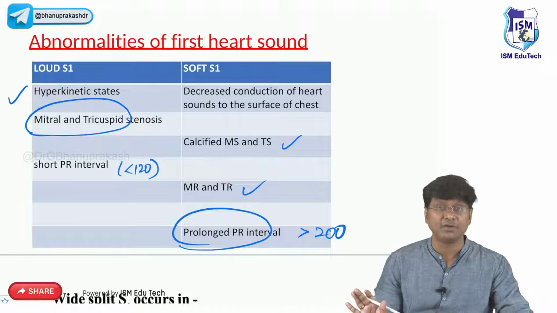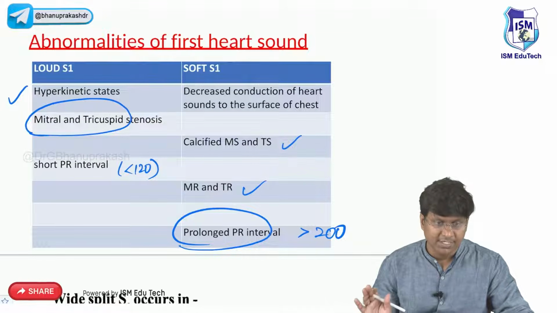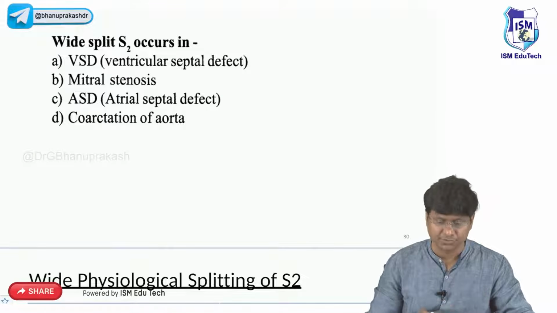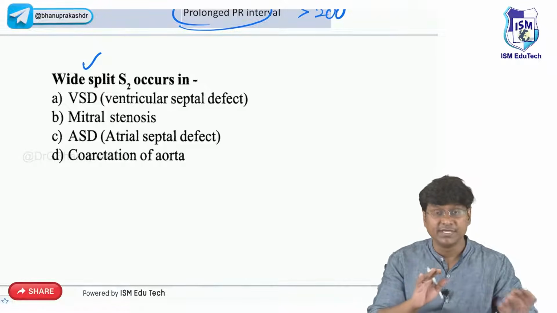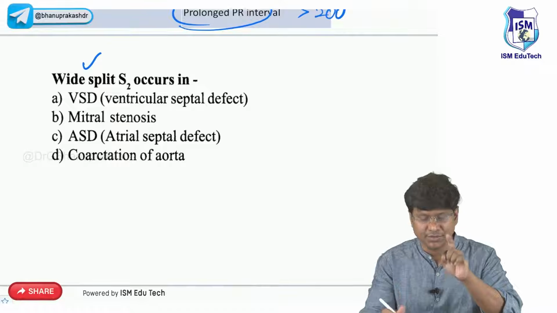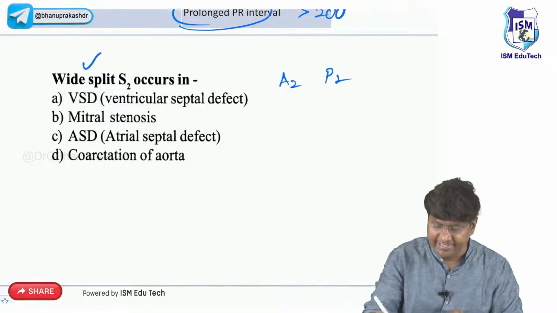Okay, so that was abnormalities related to your first heart sound. Now let me discuss the second heart sound. In second heart sound abnormalities, what will be asked is regarding the split. Your S2 has two components, A2 and P2.